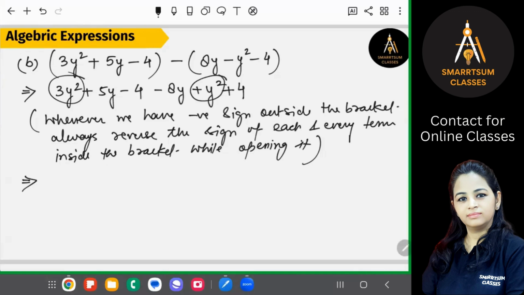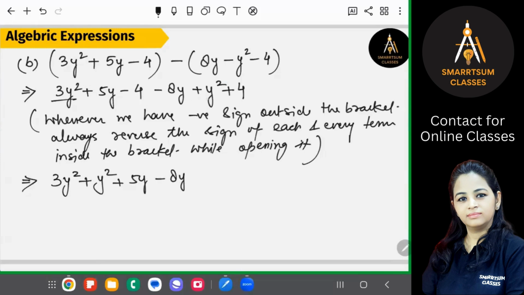Just make a small tick with your pencil so that you can remember, yes, these are the like terms. Now write them: 3y square plus y square. So we have written them together. These are like terms. Next we have 5y. Is there any y term in here? Yes, we have minus 8y. These two are similar terms, so we will write them: plus 5y minus 8y.